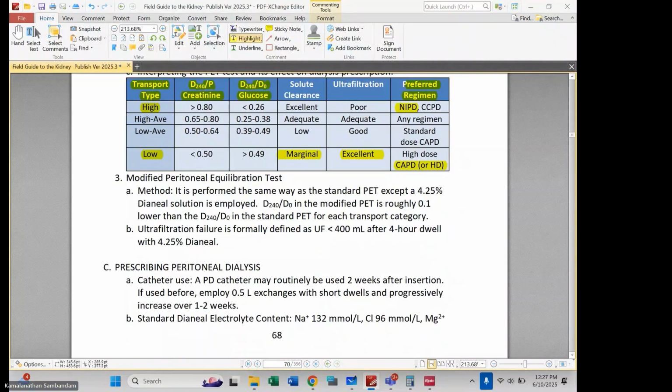Okay? All right. There is a modification to the peritoneal equilibration test in which you essentially use the same technique, but you use a different concentration of Dianeal.